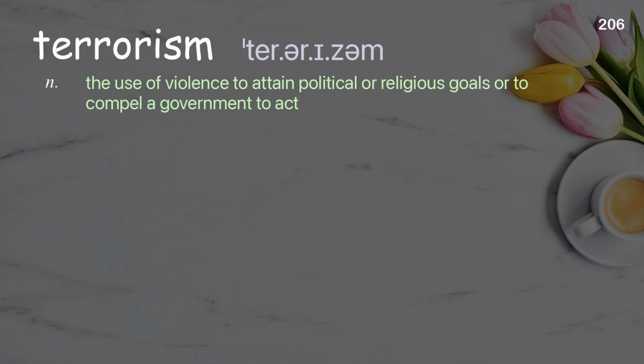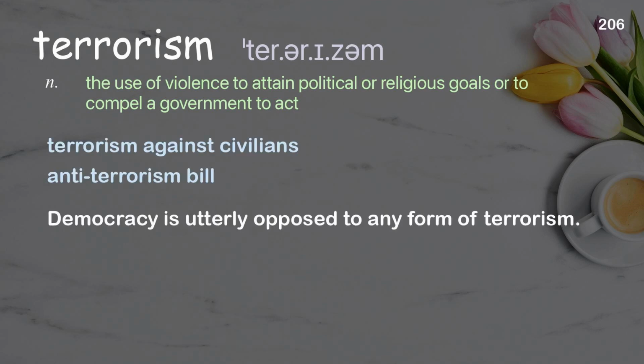Terrorism. The use of violence to attain political or religious goals, or to compel a government to act. Examples: Terrorism against civilians, anti-terrorism bill. Democracy is utterly opposed to any form of terrorism.